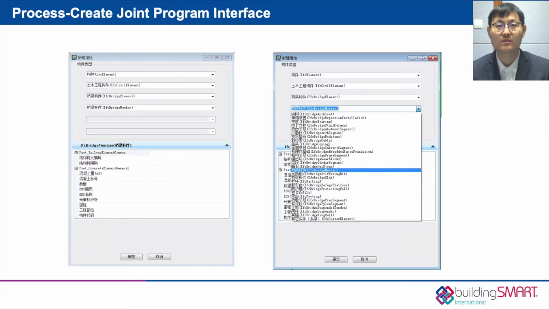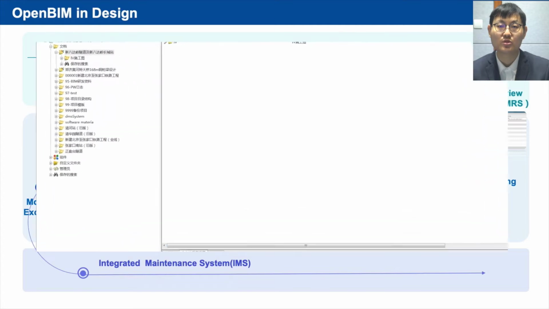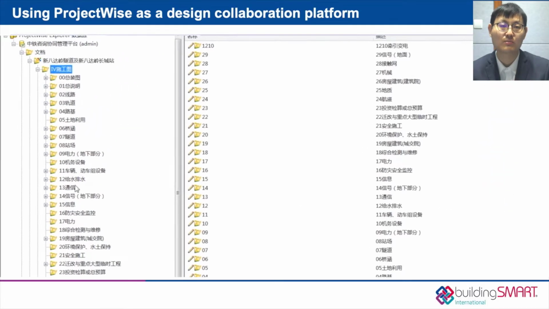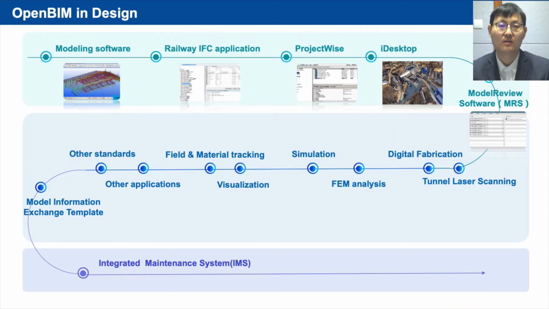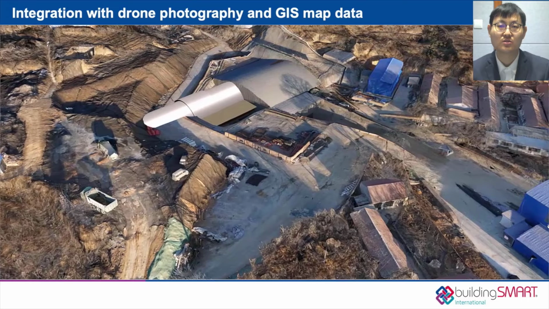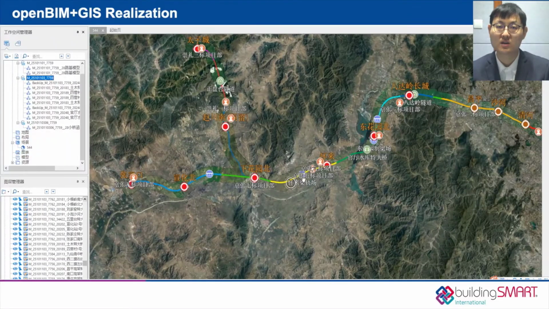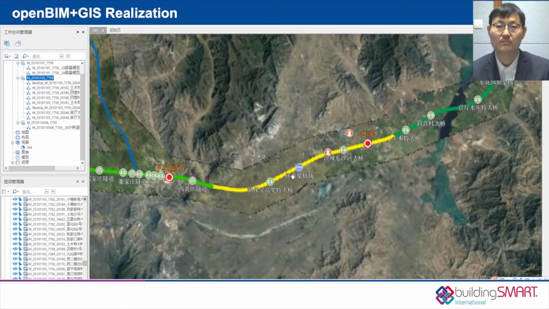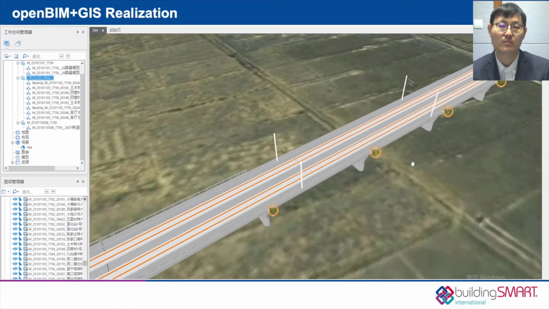And we can manage the inheritance relationship of railway IFC objects. The geometric and non-geometric properties of the model can be displayed in the panel. At the same time, we take ProjectWise as a design collaboration platform which provides design models and data for REMPLAT. The civil drone photography data and GIS map data are merged into iDesktop. Then iDesktop formed a visual display of BIM plus GIS, which are uniformly loaded and managed on the REMPLAT.